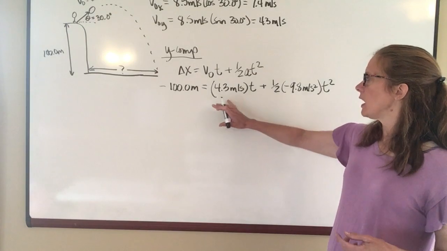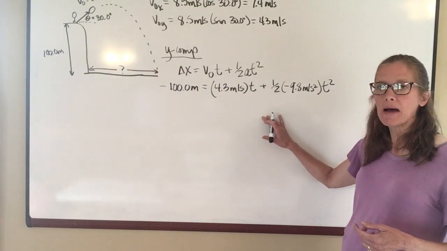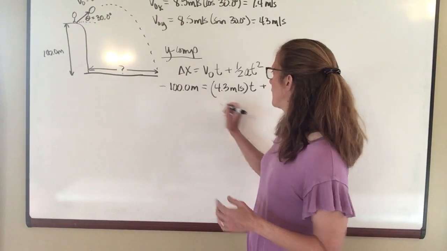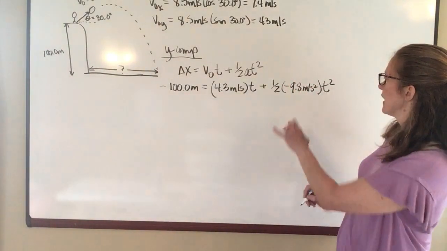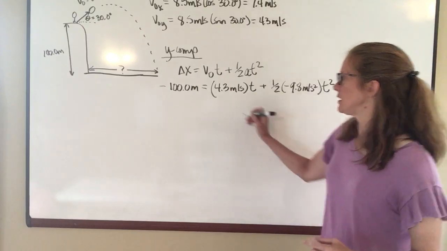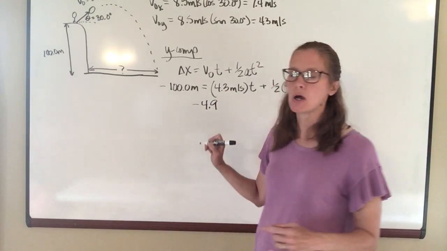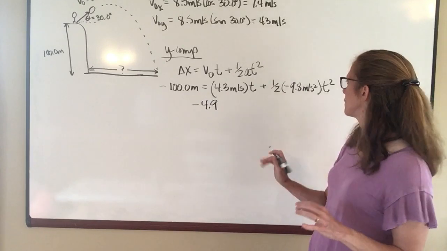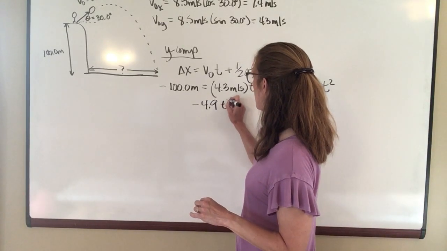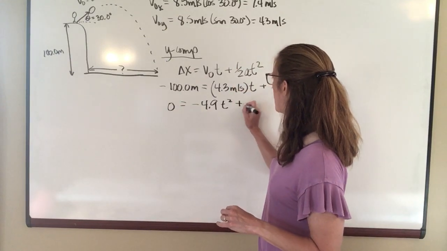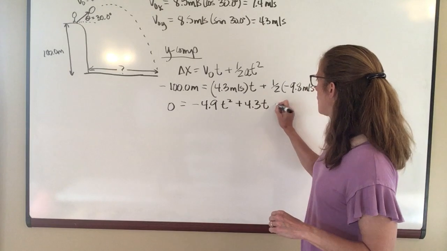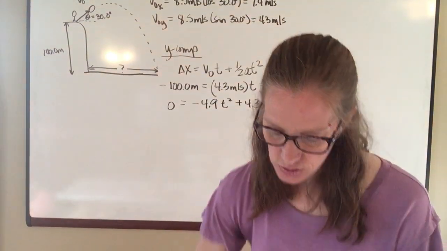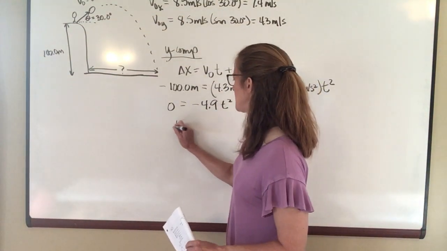So the first thing you're going to need to do is to rearrange this so that you have it in ax squared plus bx plus c equals 0. So when I do that, I'm going to take this and scoot it to the other side. This is my t squared component, so that is going to be negative 4.9, and I'm not going to put the units on there right now just so it doesn't clutter it up so much, so I can see what numbers are going to have to go in the quadratic formula. So I'm going to have negative 4.9 t squared plus 4.3 times t plus 100 equals 0.